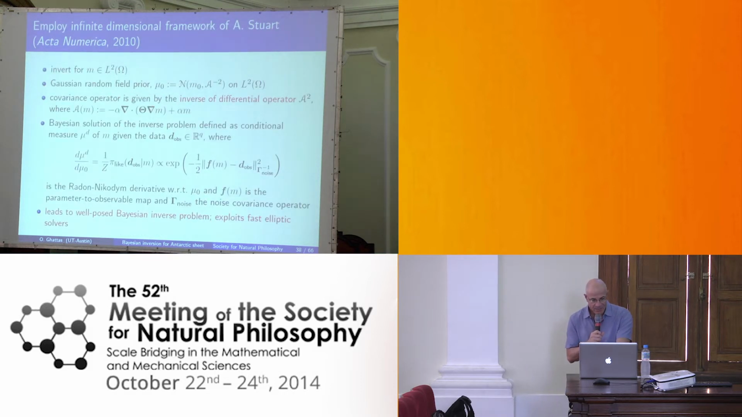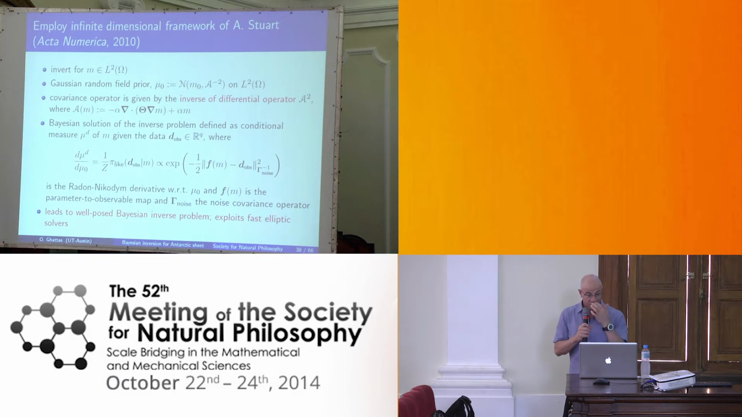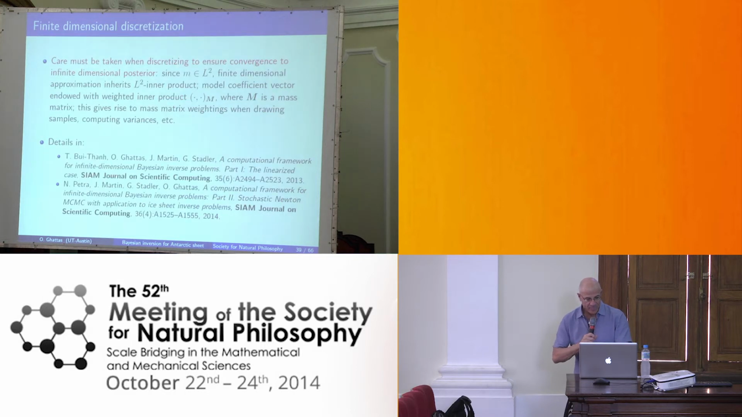I think I'll skip this, but I just want to point out that this depiction is for finite dimensional model parameters. When you get into an infinite dimensional model parameter field, beta is a field, so the inverse parameter is now viewed as a random variable, a random field, and what does it mean to have a probability density in infinite dimensions? There's been a lot of recent work by Andrew Stuart in particular and others on trying to understand the infinite dimensional framework for the Bayesian inverse problem, and there are a number of issues here that in the interest of time I'll skip over.